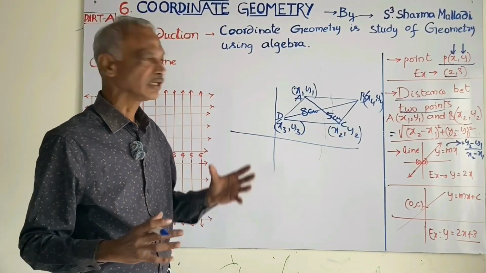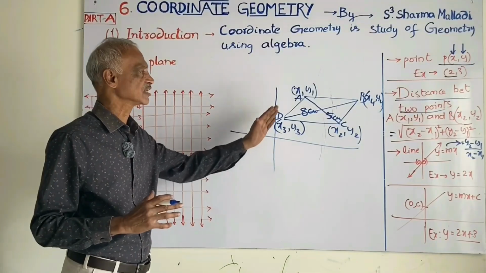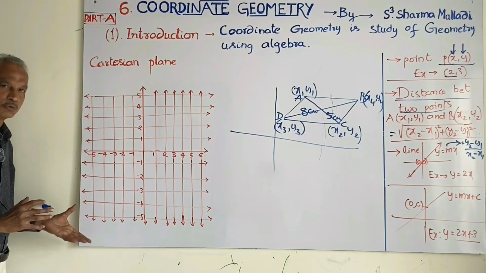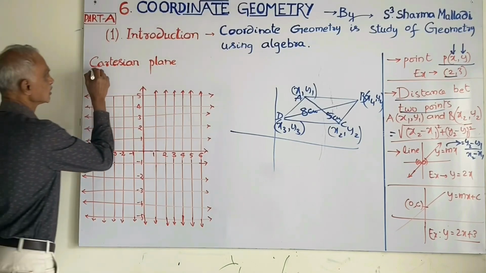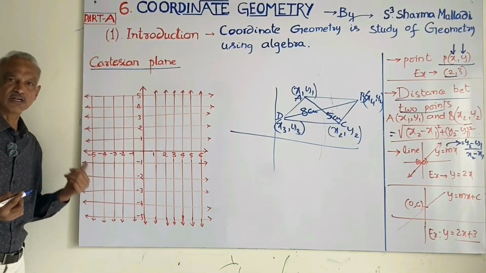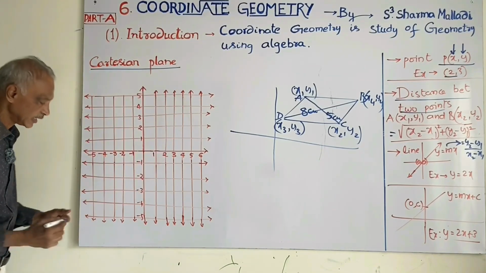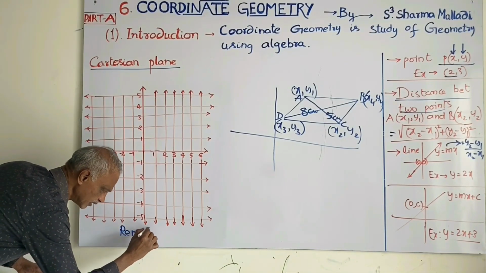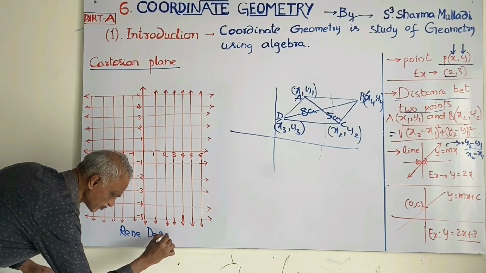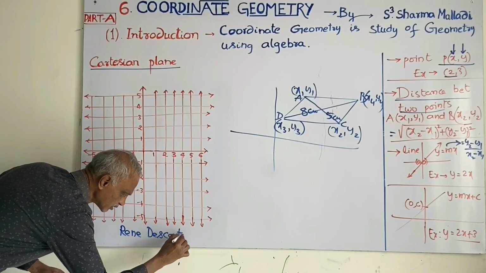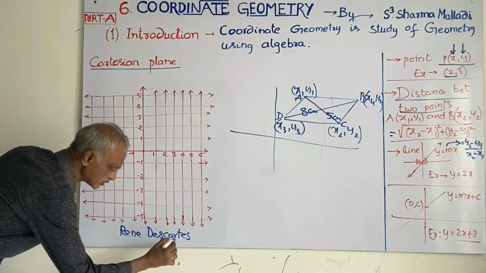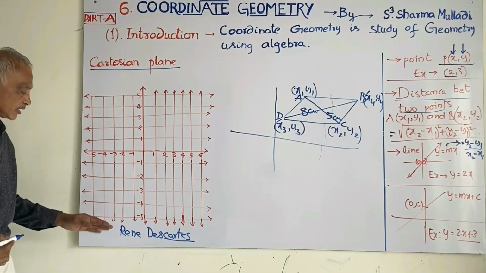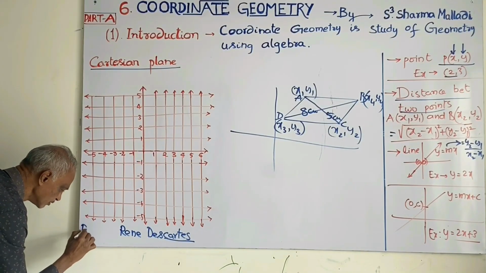For all this, we have to locate the position of the points. And for this one, we need a tool. It is Cartesian plane. And coordinate system is developed by Rene Descartes. See, Cartesian plane is developed by a French mathematician.